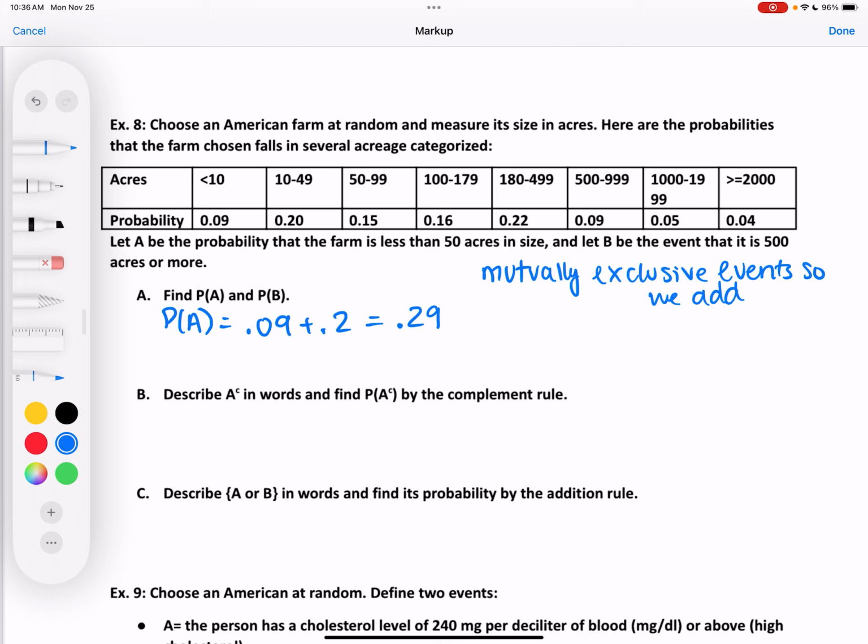And B is 500 acres or more. So that's these last three blocks down here. So I'm going to add those things together. So the probability of B is 0.09 plus 0.05 plus 0.04, which is 0.18.